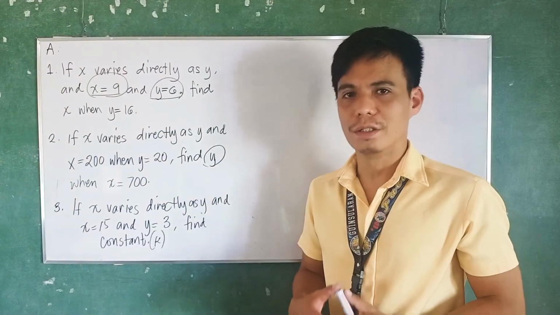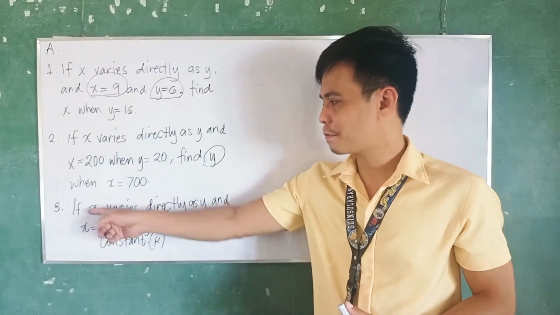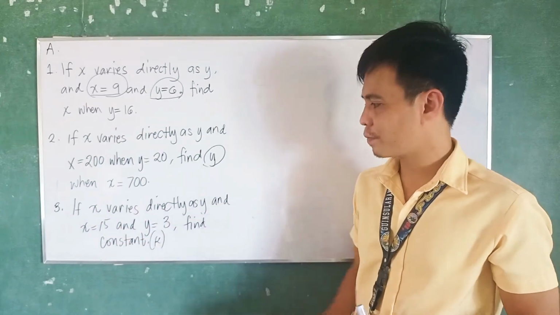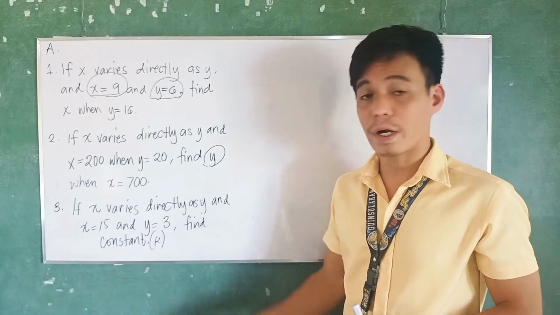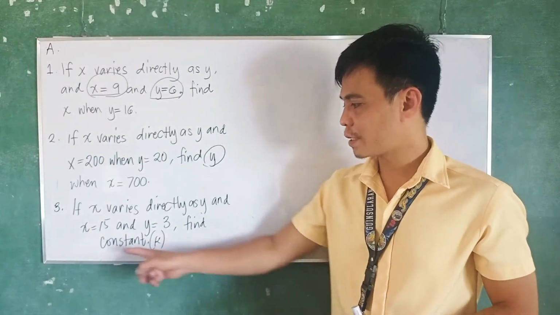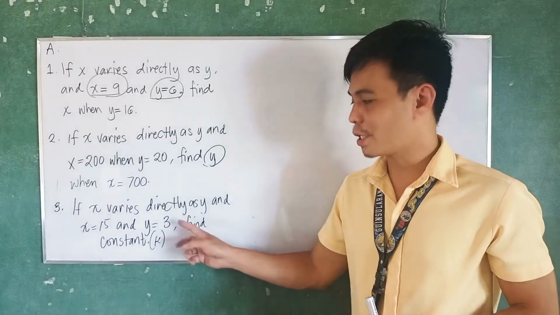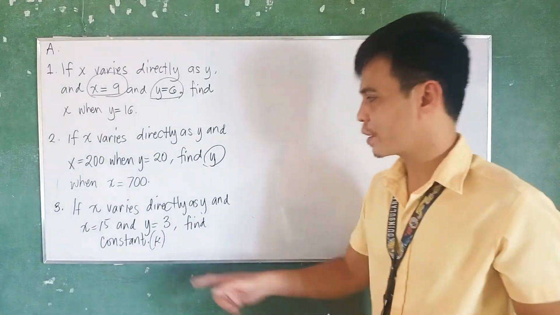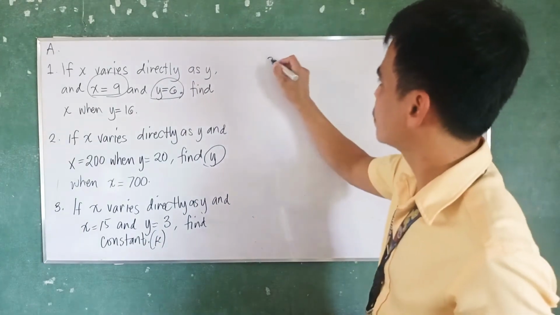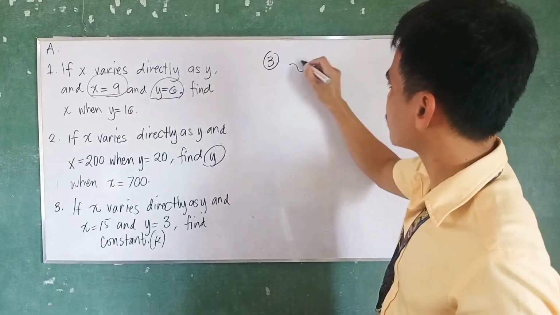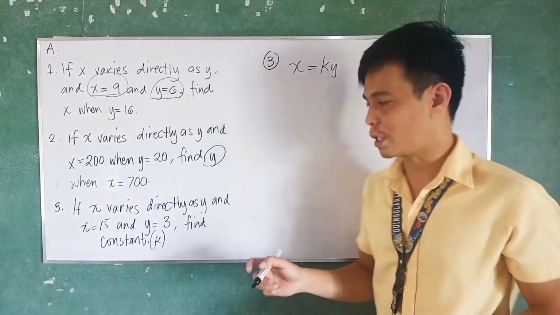Okay? Now, let's solve problem number 3. So, if x varies directly as y, and x is 15, and y is equal to 3, find the constant k. Okay, madali lang itong guys kasi isa lang yung hinihingi niya. So therefore, we have to translate x varies directly as y. So therefore, this is x varies directly as y. So ganyan lang po siya, guys.